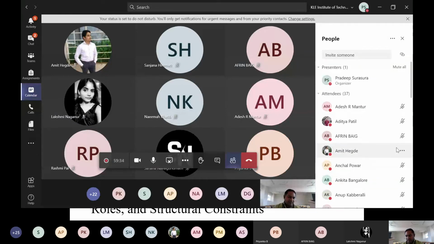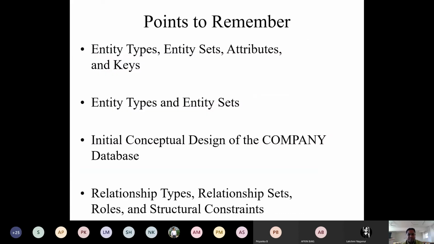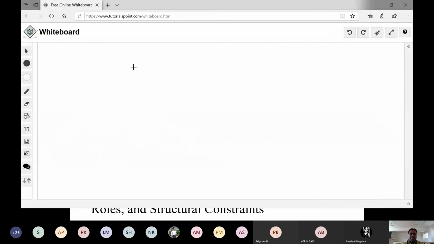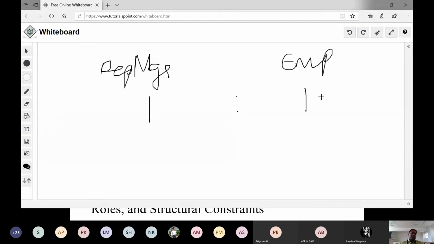Now try to understand. Now bring in some more examples. We need to understand the structural constraints; for 1:1 we applied them. So we will take some other thing. We will take manager and employee. Manager is with respect to department manager. Now it is 1:1. Why was it 1:1? Because for one department there will be only one manager.